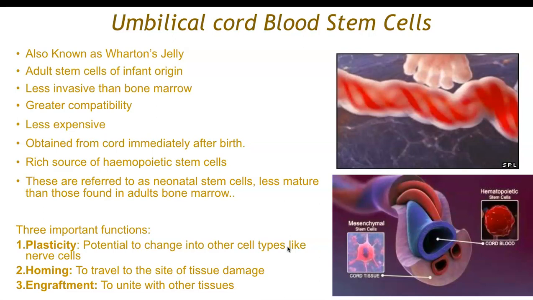Then the umbilical cord blood stem cells are the adult stem cells of infant origin. They are less invasive than the bone marrow cells. They have greater compatibility, are less expensive, and are obtained from the cord immediately after birth. They are a rich source of hematopoietic stem cells, that means the ones forming the blood cells. These are referred to as neonatal stem cells. They are less mature than those found in the adult bone marrow.